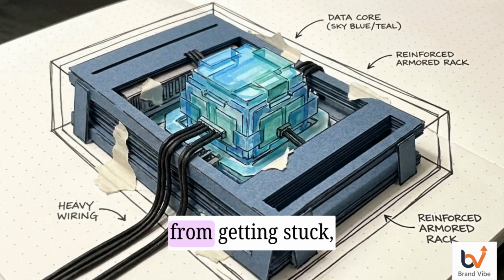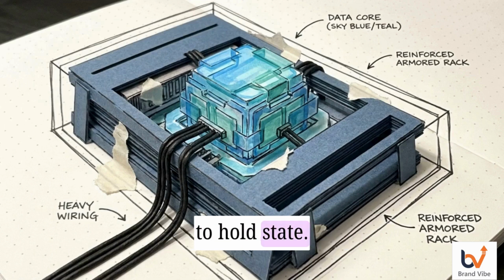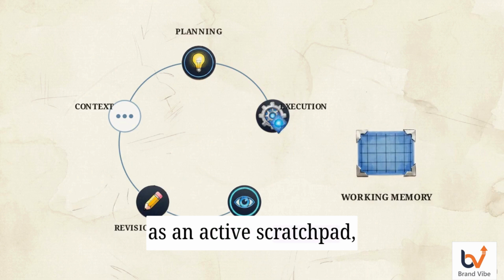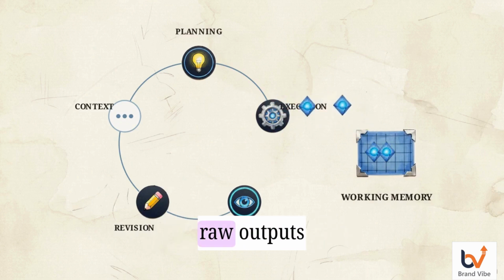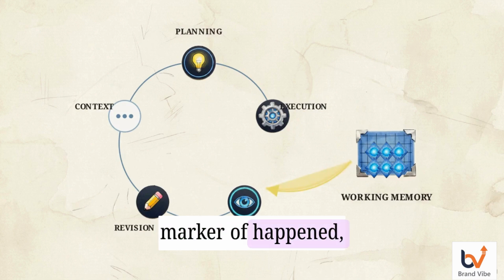To prevent the system from getting stuck, the architecture requires a structural mechanism to hold state. That mechanism is working memory. It acts as an active scratchpad, catching the messy, raw outputs returned by the external tools, so the agent has a record of what it just attempted.